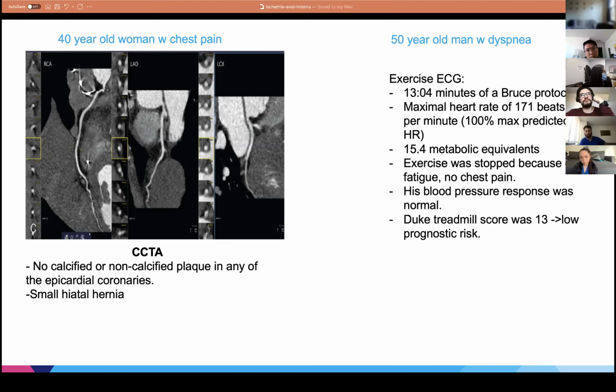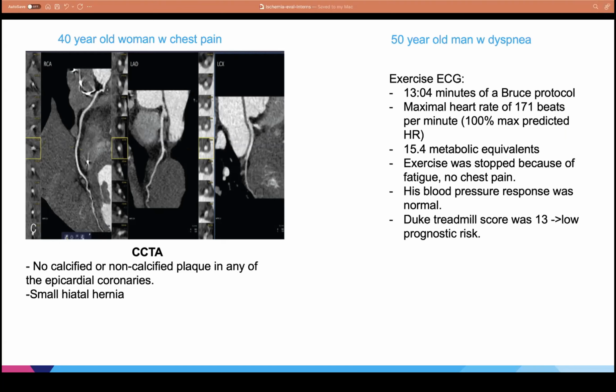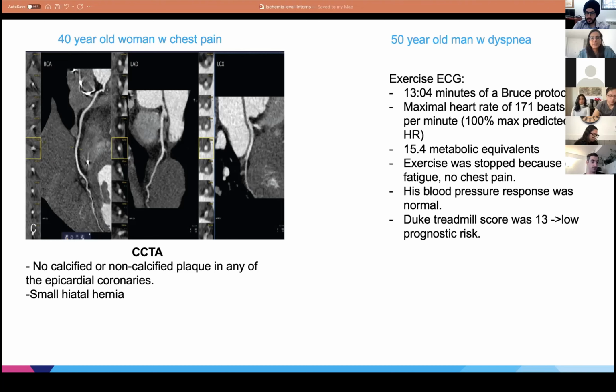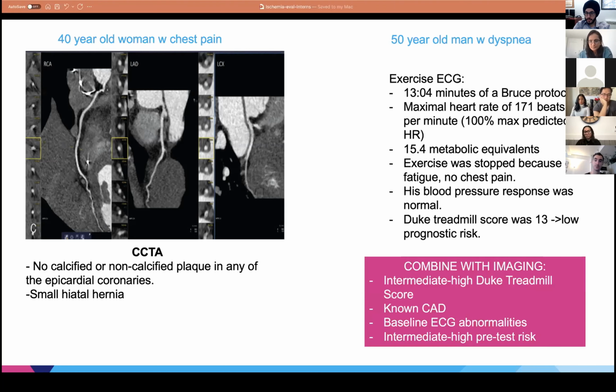So exercise ECG in this patient helped us say that the prognosis of this patient, the likelihood that this person is going to have an MI or die from coronary artery disease over the next 5 years, is very low, and you could just stop right there. But as you know, it doesn't give you information on whether or not there's plaque. So that is how you use the information that you get in these patients.